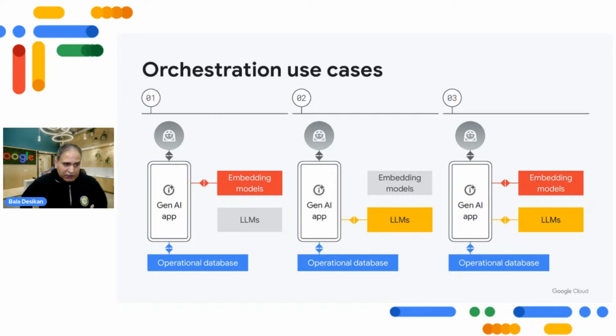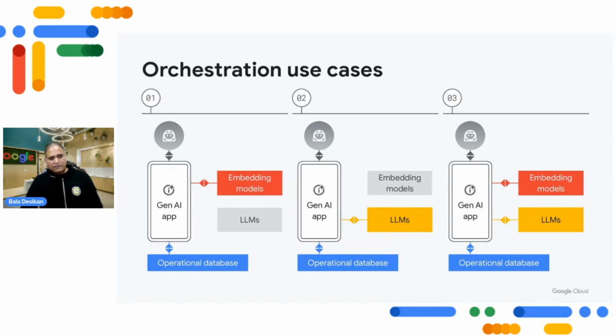Here are some of the orchestration use cases. So I have highlighted 3. Of course, as developers, you can come up with a variety of ways to do this, and there are lots and lots of combinations that you could have, right? So the first pattern, the first use case, is basically using the embedding models, not using your LLMs. So you're going to use the embedding models, you're going to use your operational stores, and you're going to have your application look at what you have in terms of embeddings and answer a user question.